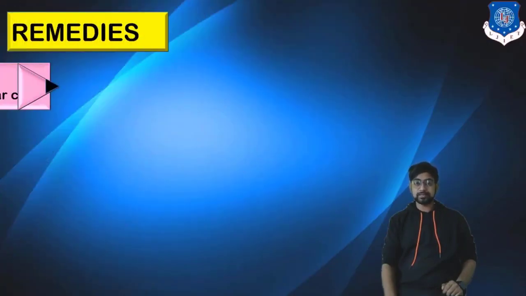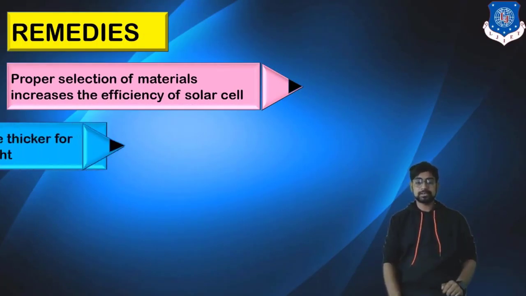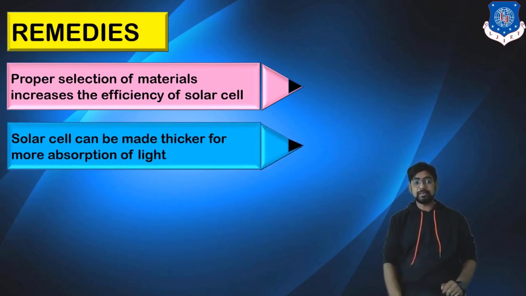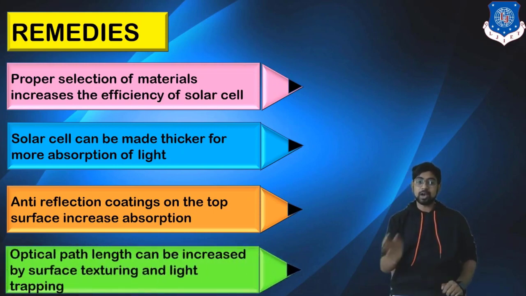Now let us go through the remedies for the same. So first remedy can be done, that is the proper selection of the material to increase the efficiency of the solar cell. Second, the solar cell can be made thicker for more absorption of the light. Lastly, an anti-reflection coating on the top is done such that the reflection problem is solved to increase the absorption. And the optical path length can be increased by surface texturing or light trapping methodologies. These are some remedies for the problem that we are actually facing.